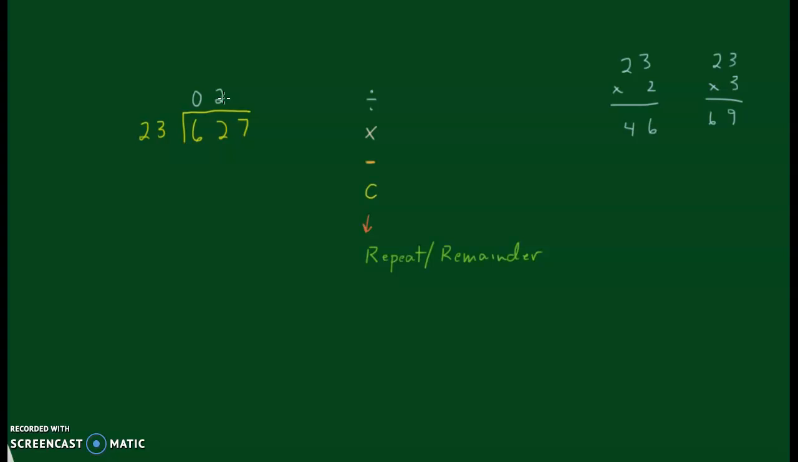So I put my 2 at the top because I just divided. Now I'm going to multiply. And remember, we take the number that we just wrote here and we multiply it by the divisor. And I already did that multiplication work over here. So 23 times 2 is 46. After I multiply, then I subtract.